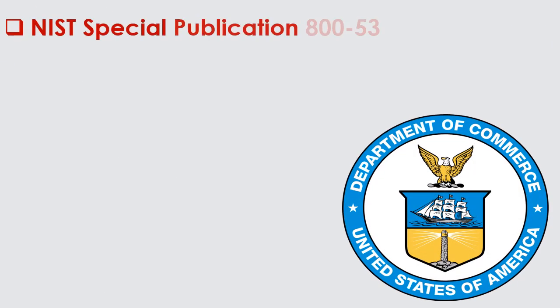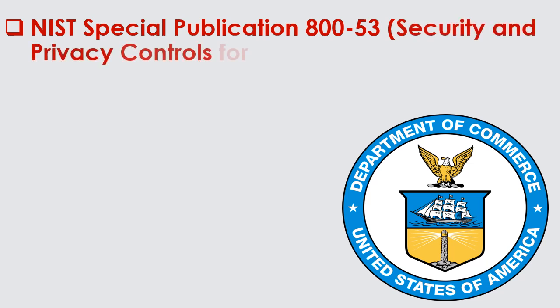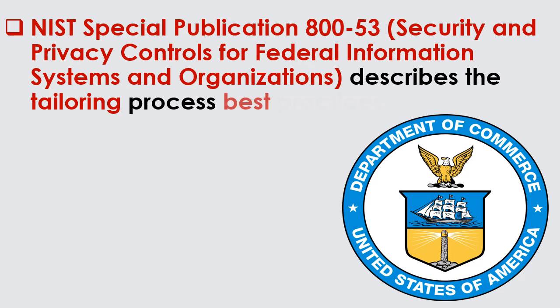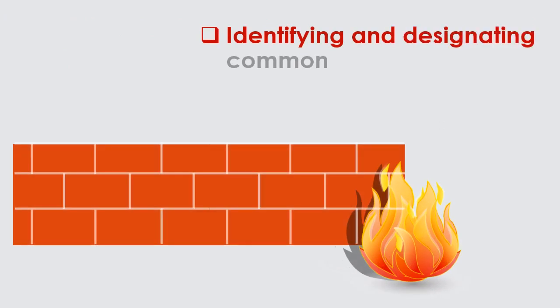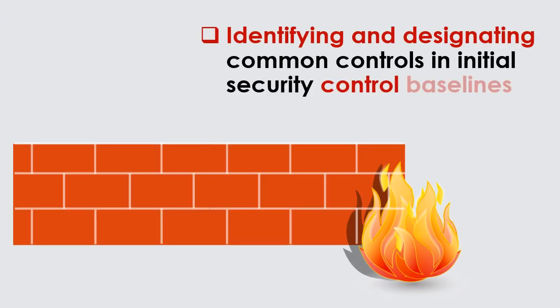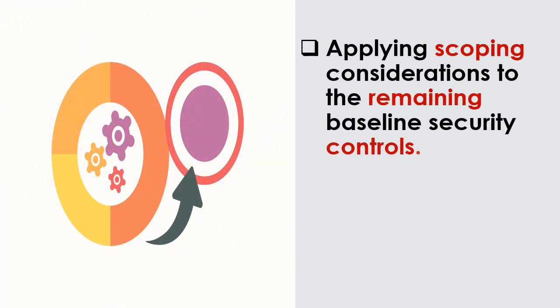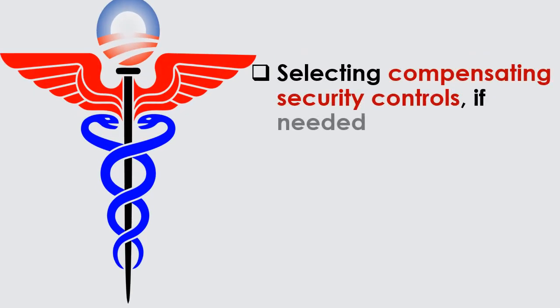NIST Special Publication 800-53, Security and Privacy Controls for Federal Information Systems and Organizations, describes the tailoring process. Best practices: identifying and designating common controls in initial security control baselines; applying scoping considerations to the remaining baseline security controls; selecting compensating security controls, if needed.